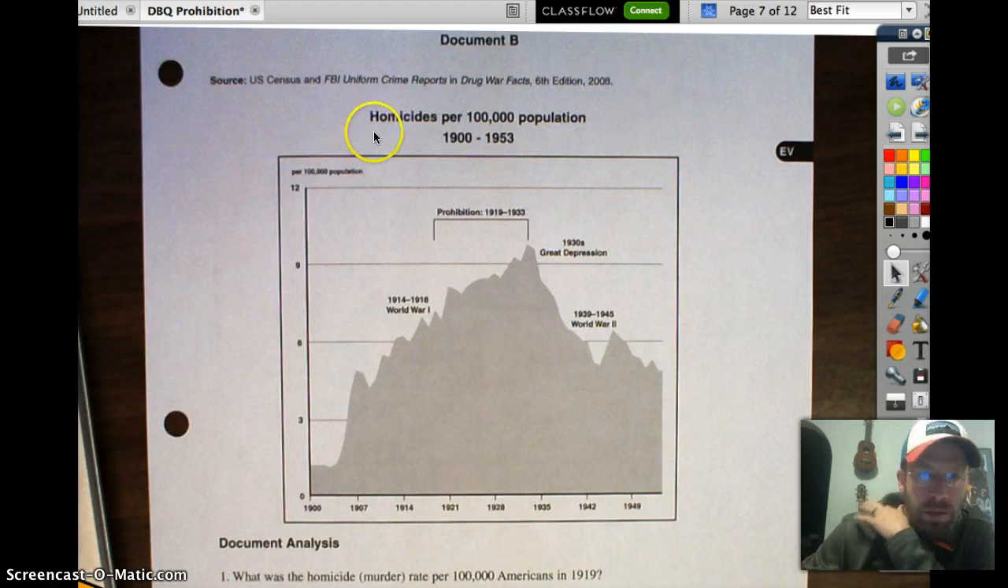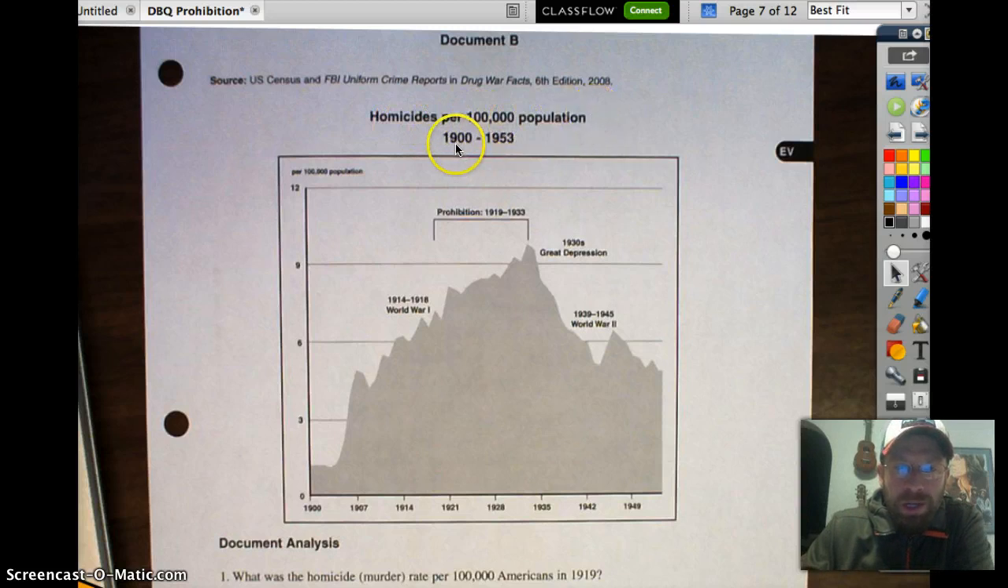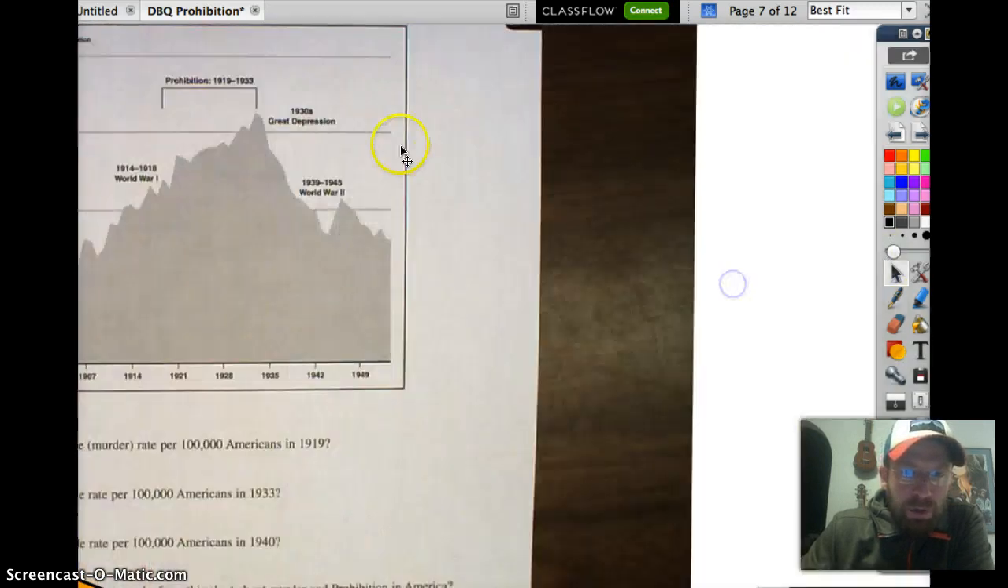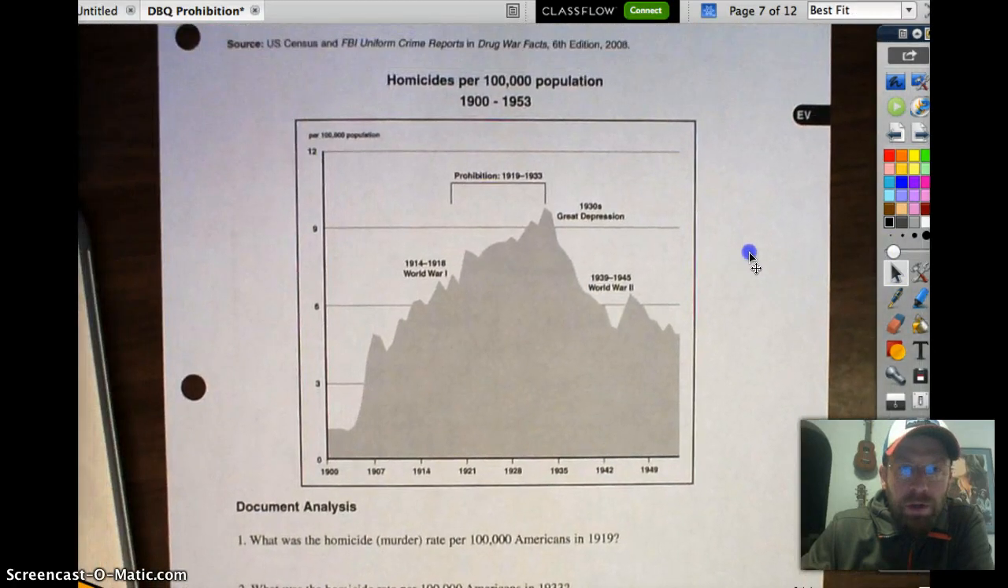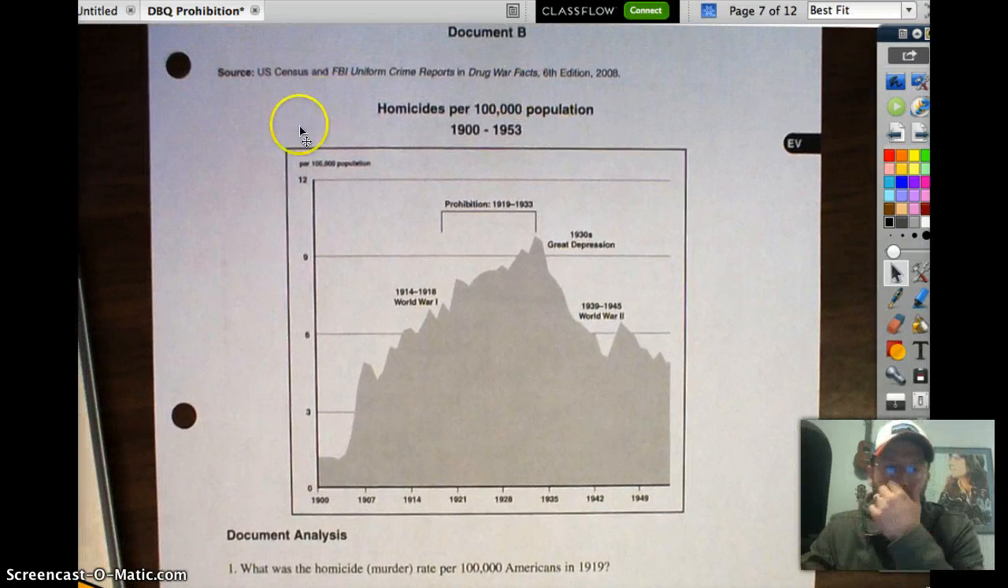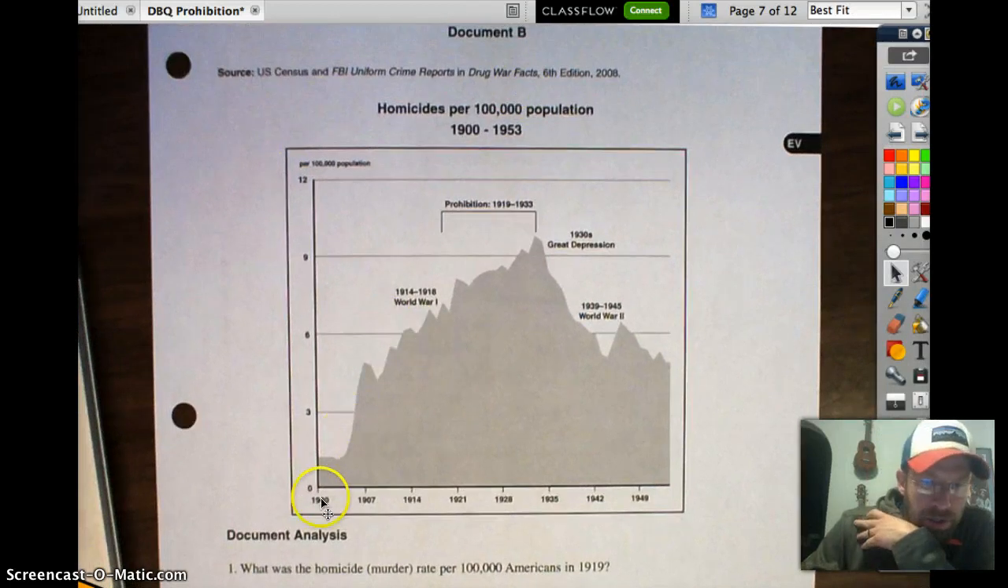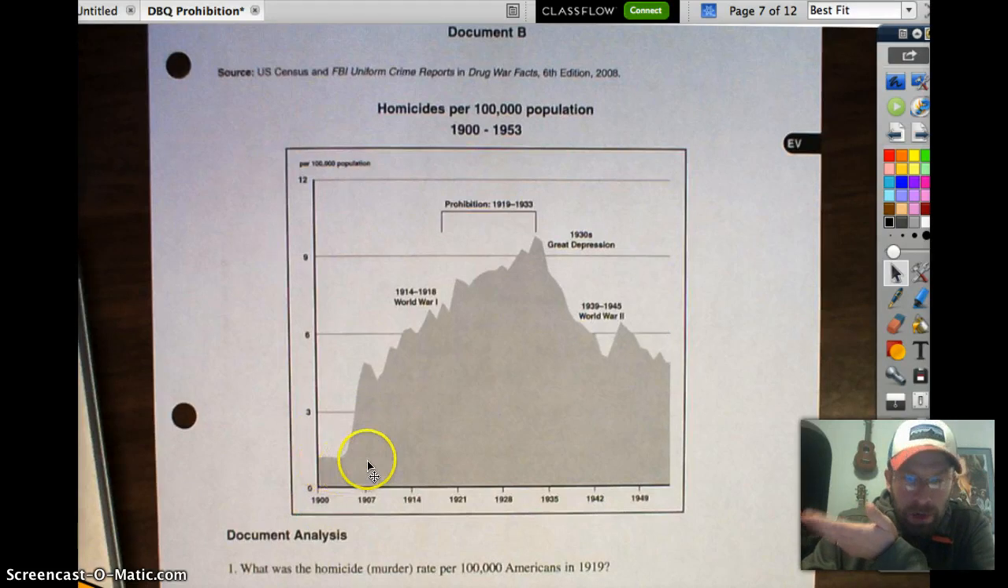Okay, you can see the title, Homicides per 100,000 of the population between 1900 and 1953. All right, just take a look at the document here for a second, covering about a 50-year period, as it says. Starting off in 1900, pretty low. The population is growing every year, so that might explain why the murders are going up.